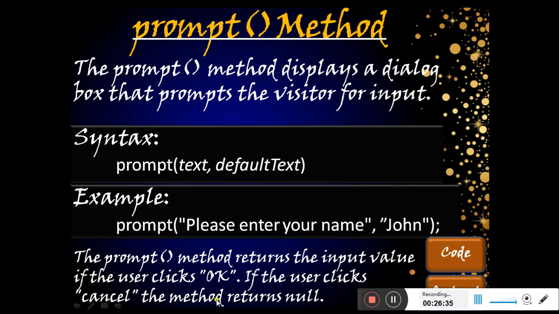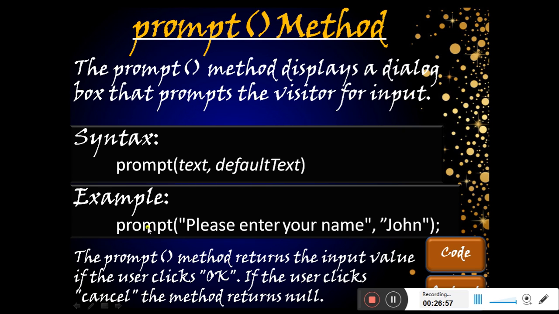If the user clicks OK, then whatever the input value is, it will return that input value in a variable. If the user clicks cancel, then the method returns null. If the user clicks on the cancel button, the value returning from the prompt box is null. Okay, so here is the syntax: prompt, text or default text.